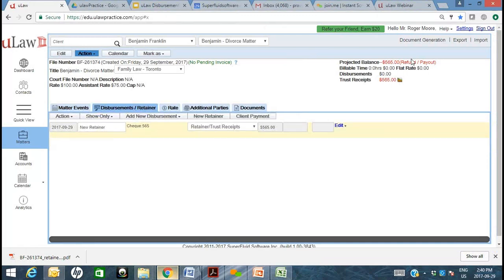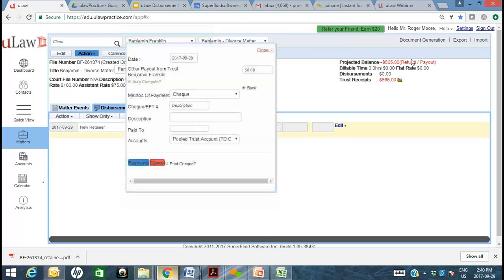To do that, I'm just going to go to the Disbursements tab, and I'm going to pay the first disbursement right out of trust. So there's 565. I'm paying right out of trust, okay? And basically it's going to ask, again, if you look at that trust ledger we looked at, the particulars in that: the date, very important, the amount. Okay, so let's say this is for $65.